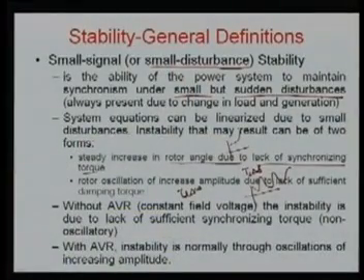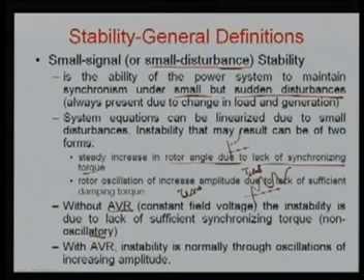Normally the first one, without an AVR, with constant field voltage, the instability is due to lack of sufficient synchronizing torque, that is non-oscillatory instability. So, as I said, the lack of synchronizing torque will give an aperiodic drift of the rotor angle if there is no AVR, automatic voltage regulator.